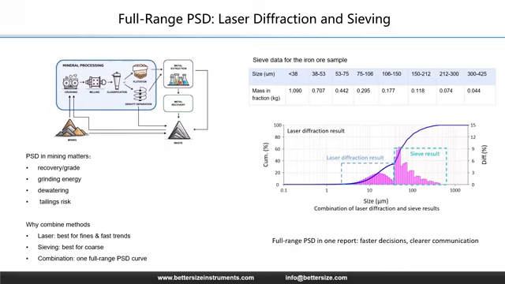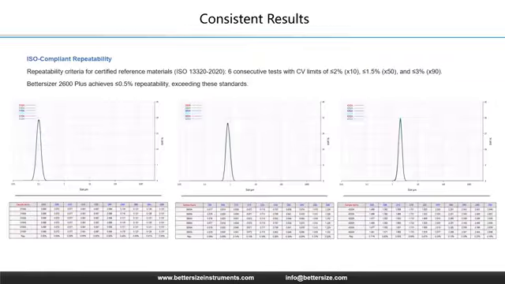You simply input the mass fraction data from your physical sieves, and the algorithm mathematically stitches it with the laser diffraction results to create a single continuous distribution curve. This empowers engineers to optimize processes based on the entire particle population, from flotation slimes to crushed ore, in one unified, actionable report.